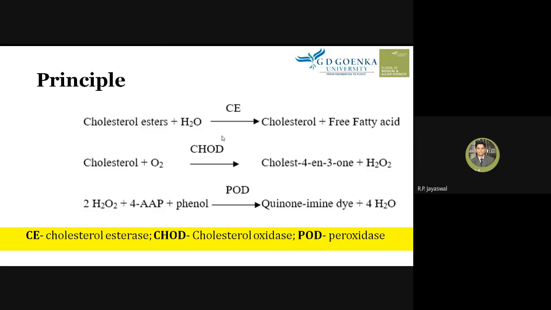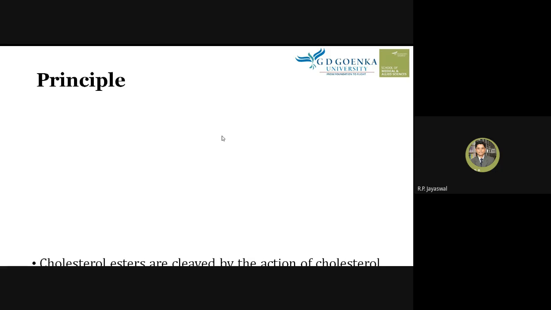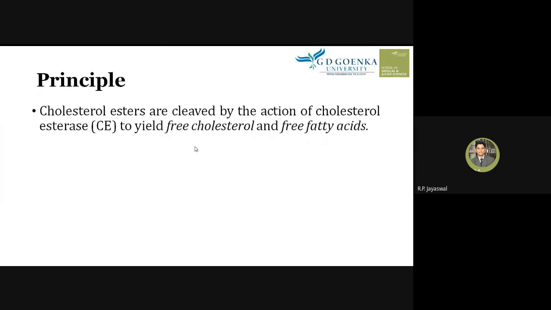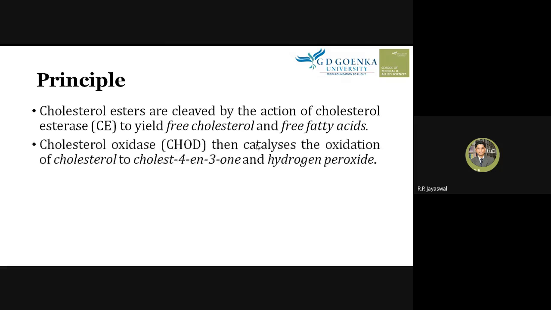What we have understood from this principle is that cholesterol esters are cleaved by the action of cholesterol esterase to yield free cholesterol and free fatty acid. This is the first reaction. Cholesterol esters are cleaved, meaning broken down, with the help of cholesterol esterase, and the products are free cholesterol and free fatty acid. The second reaction is that cholesterol oxidase catalyzes the oxidation of cholesterol to cholest-4-en-3-one and hydrogen peroxide. These are the two products of the second enzymatic reaction.